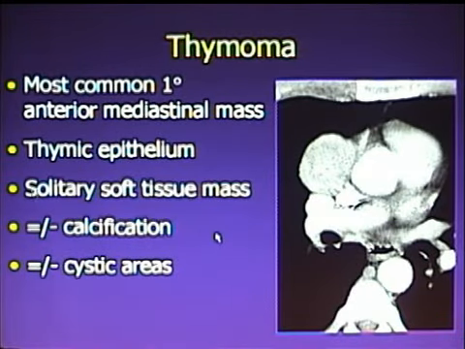Thymomas are the most common cause of an anterior mediastinal mass. We see a soft tissue, fairly homogeneous mass here adjacent to the right heart border. They are comprised of thymic epithelium. They're generally solitary in soft tissue and density, although they may have calcifications and they may have cystic areas. Those aren't common, and most of the time it's a homogeneous, quite characteristic-looking lesion.